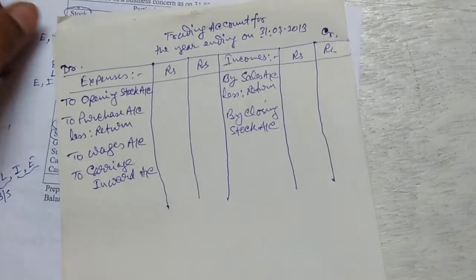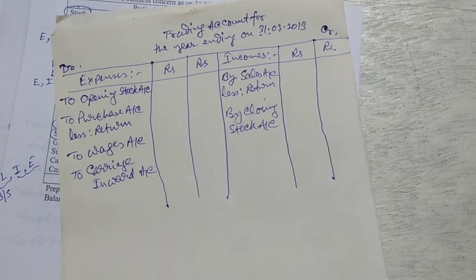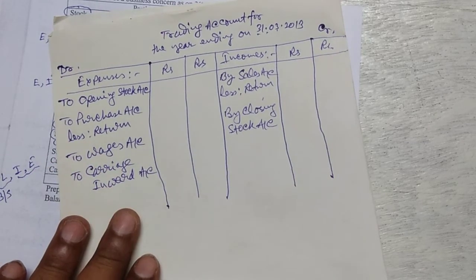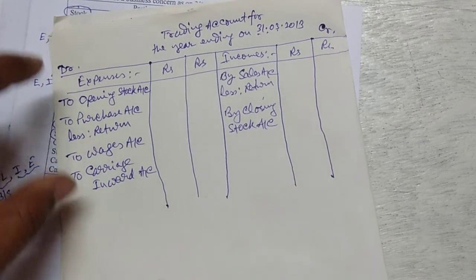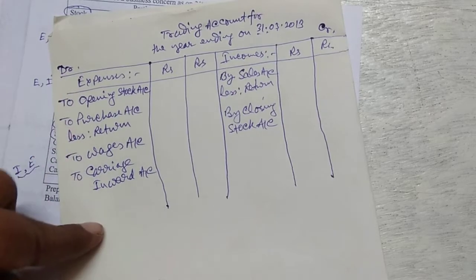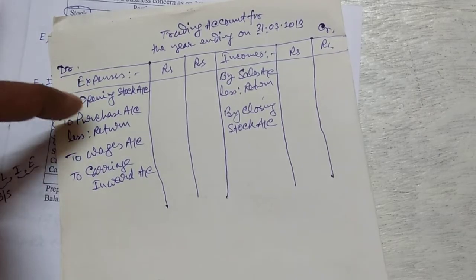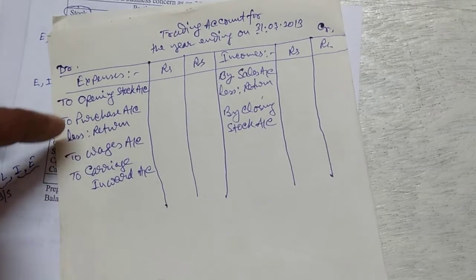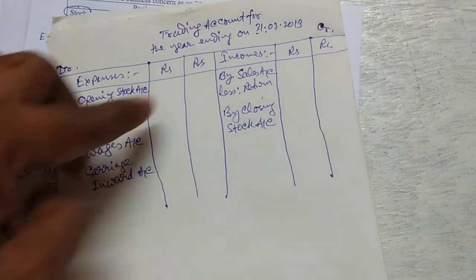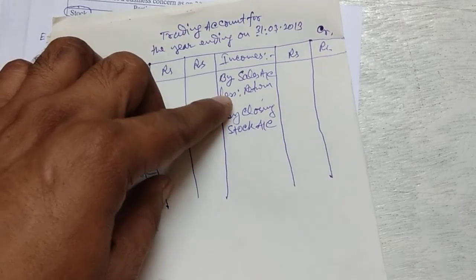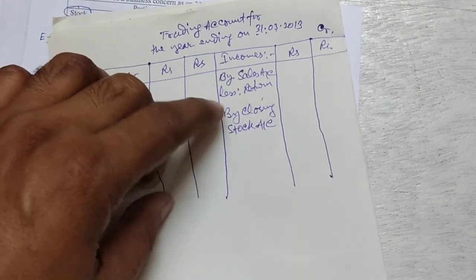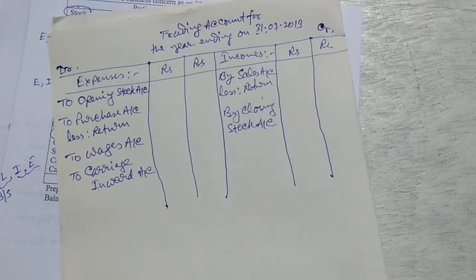This is the format of a trading account, and you have to remember this format. If you can remember these accounting heads, that is opening stock, purchase, less purchase return, wages, carriage inward, sales, less sales return, and closing stock, then it will be easy for you to prepare the profit and loss account, because all expenses and incomes will appear either in the trading account or the profit and loss account.